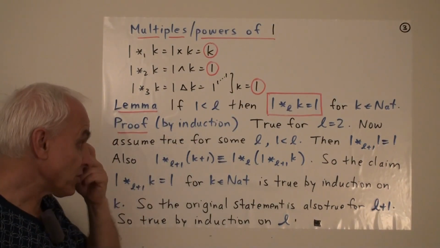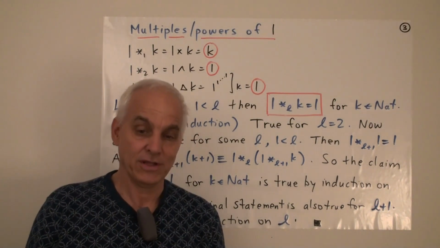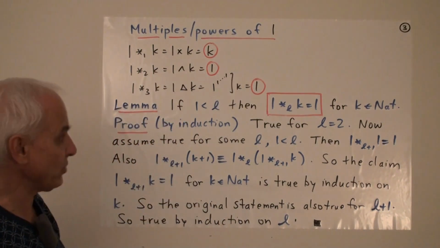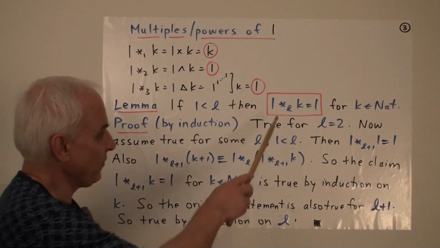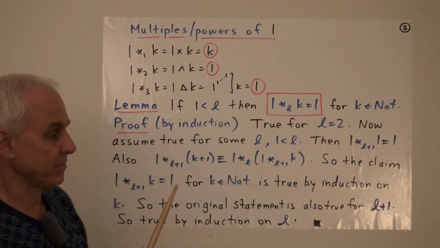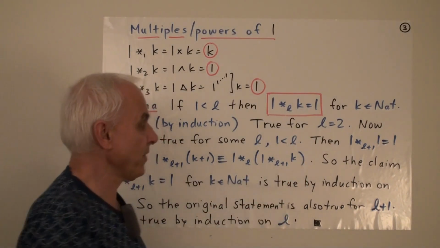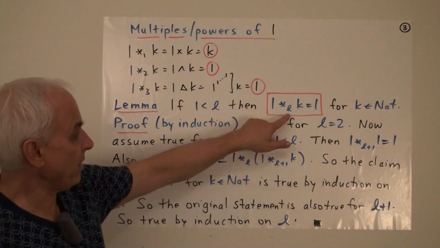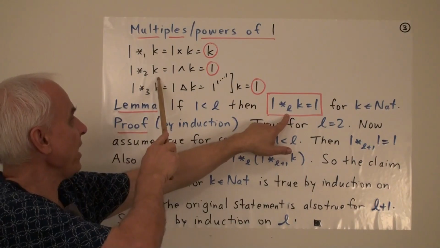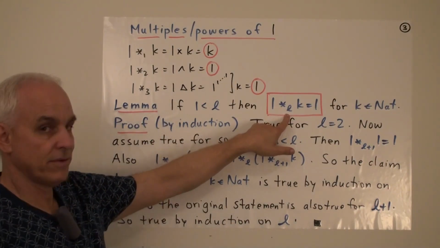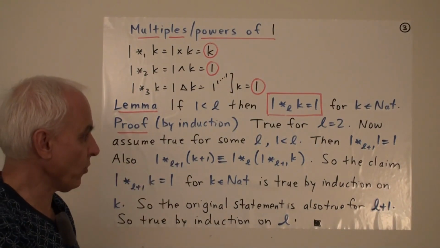So what we're going to do is prove this by induction. It's one of our first examples of induction. It's a rather sophisticated example, actually. So the idea is that we're going to prove this for all L in the range we're interested in. So we're going to prove it true first for L equals 2. And we'll note that when L is equal to 2, we've already looked at that case, that 1 star 2k is indeed equal to 1 for any k and natural number. So it's true for L equals 2.